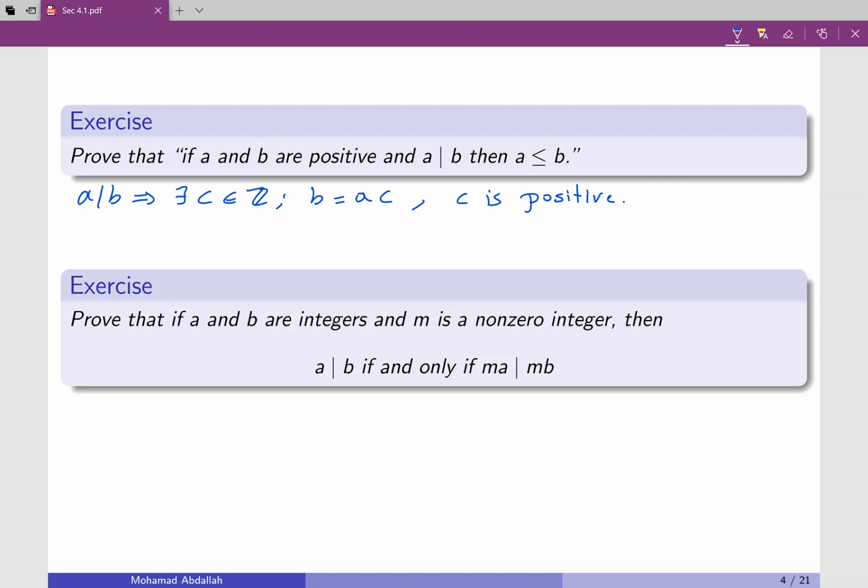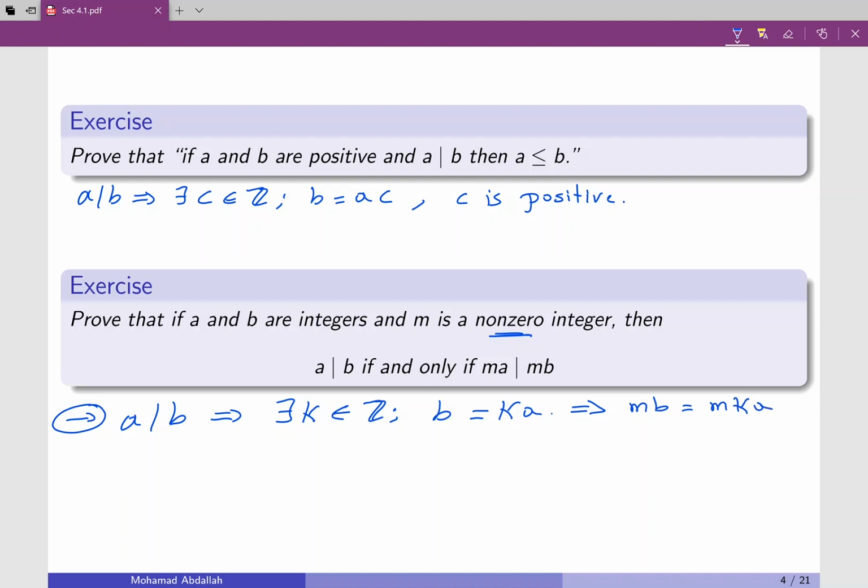Here's another exercise. We want to show that a divides b if and only if ma divides mb, where m is a non-zero integer. So here we have to do two directions. Let's start with the first direction. A divides b implies that there exists k in Z such that b equals ka. I want to show that ma divides mb. Since m is non-zero, I can multiply both sides by m. So mb equals mka.